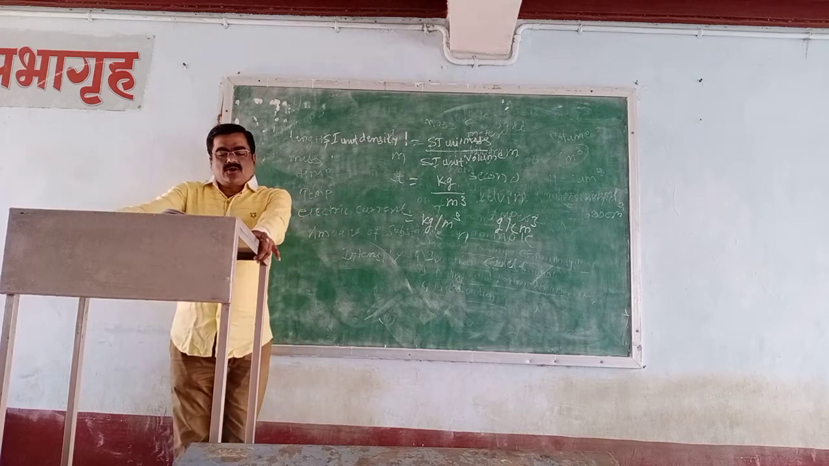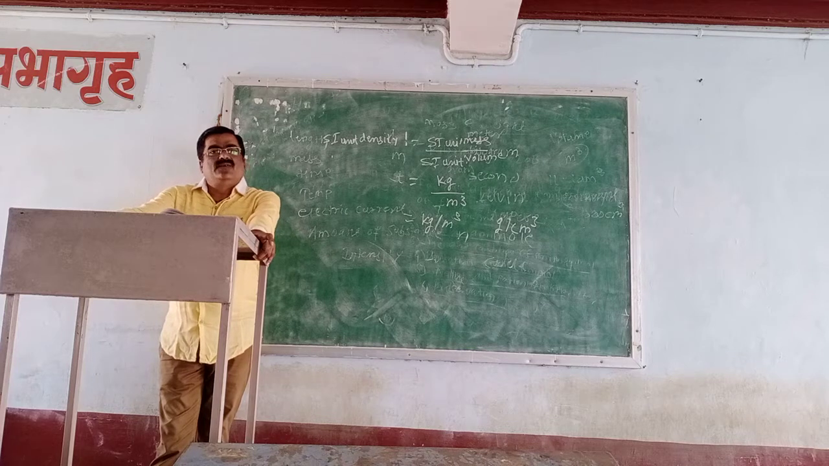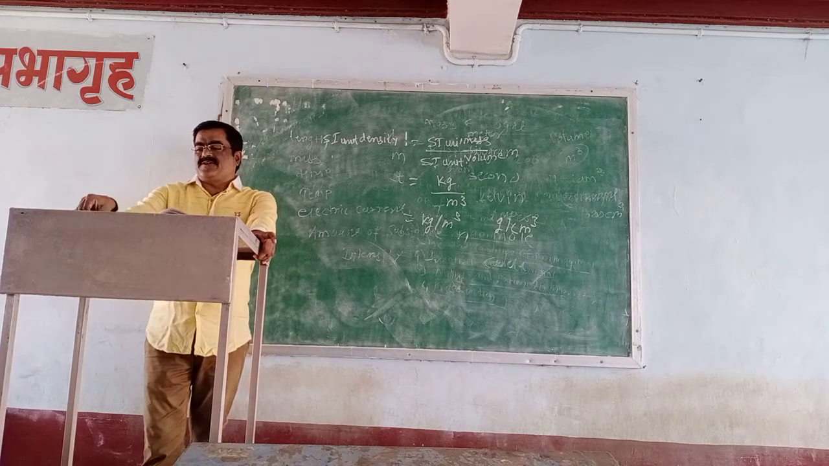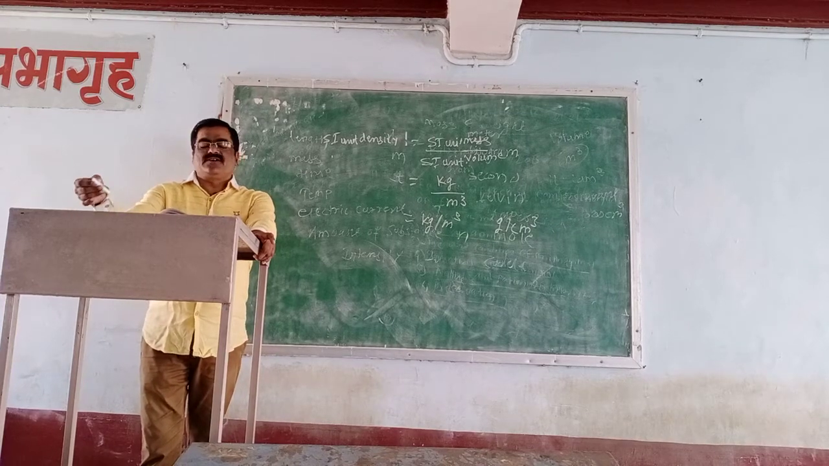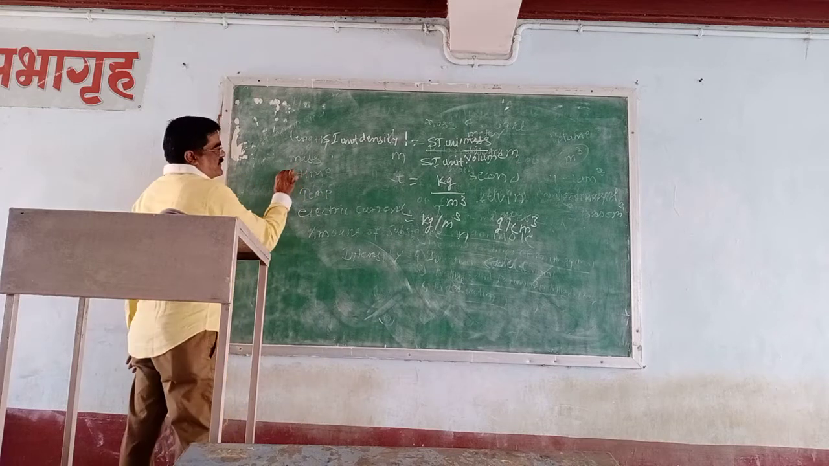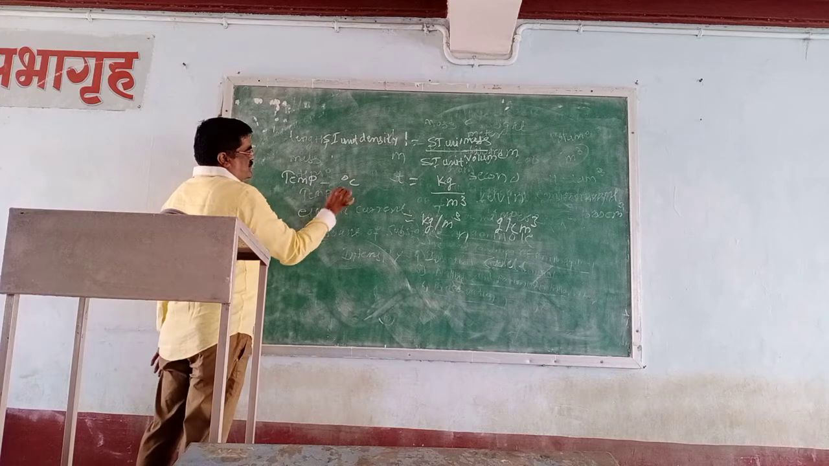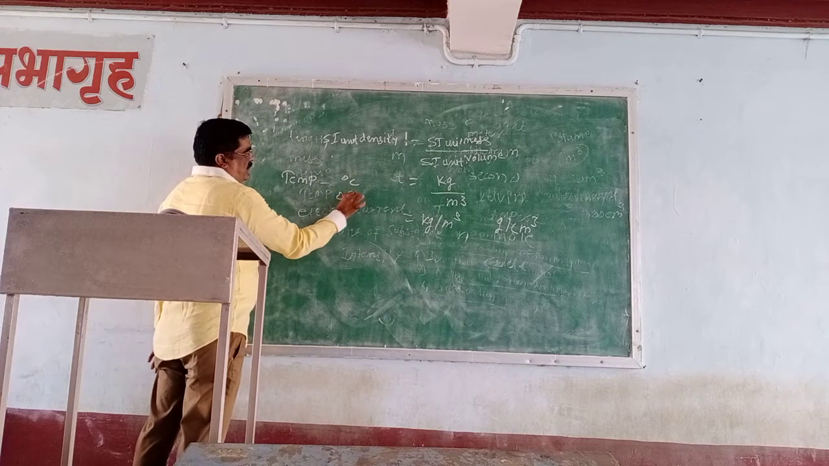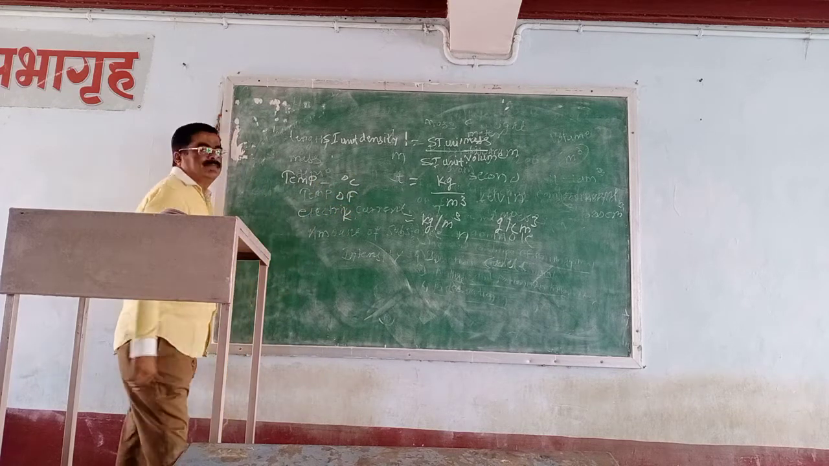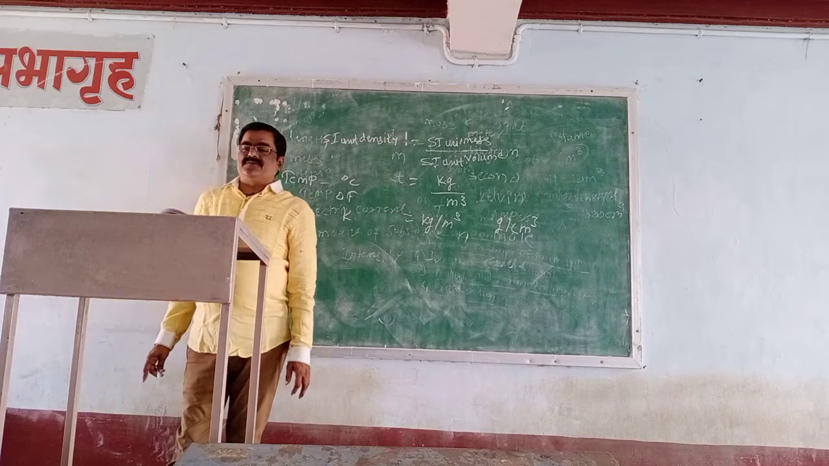There are 3 common scales to measure the temperature. That is degree Celsius, degree Fahrenheit, and Kelvin. Temperature आपण कशा पद्धतीने मोजतो? 3 आहे. Degree Celsius, degree Fahrenheit, and Kelvin. These are the 3 ways to measure the temperature.